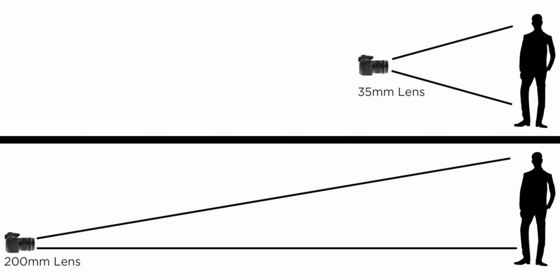So when it comes to lenses, there are three main things to consider when making your choice, and those are the focal length, the aperture, and the autofocus capability. Starting with the focal length, the lower the number, the wider the field of view, and the higher the number, the more narrow the field of view.